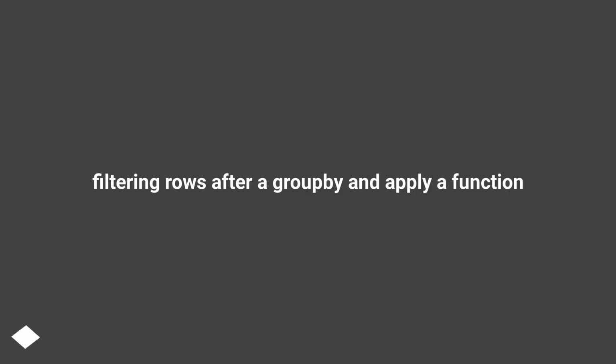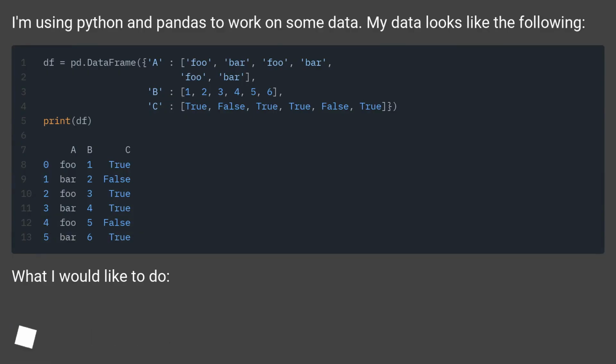Filtering rows after a groupby and apply a function. I'm using Python and pandas to work on some data. My data looks like the following.